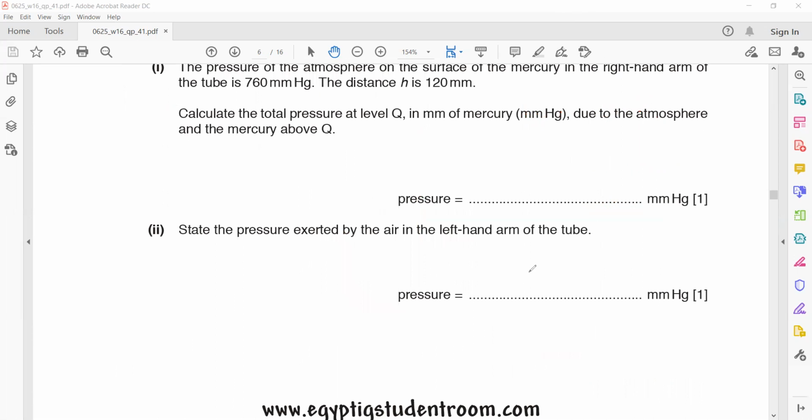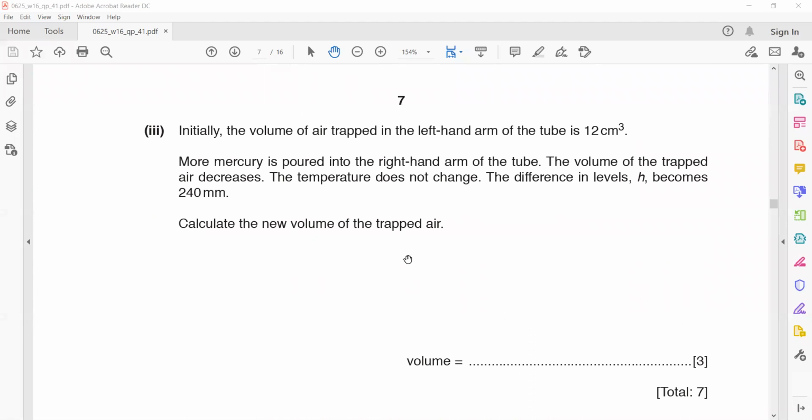So at this point, the pressure is also 880. So the pressure of the air is equal to pressure of atmosphere plus pressure of the mercury in the tube due to difference in the height. In the next part, this is related to thermal physics.